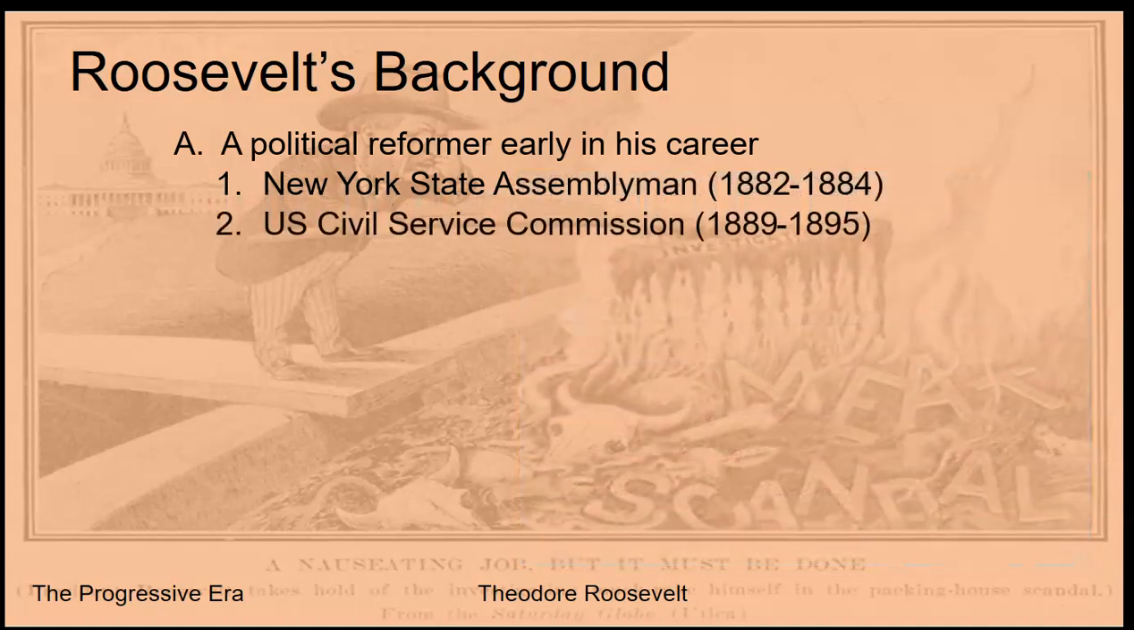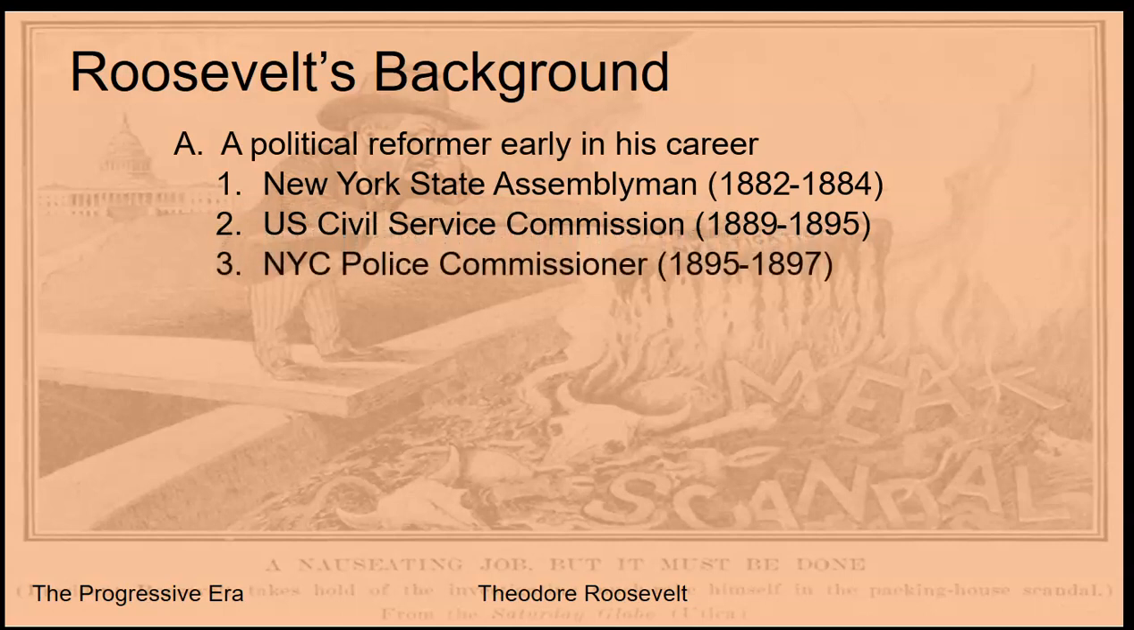He takes some time off. You can do your own research about what he does then. But in 1889, he comes back into government service as a member of the U.S. Civil Service Commission, trying to, again, clean up some of the political corruption as a civil servant there. He serves from there till 1895. In 1895, he returns to New York City and is elected New York City Police Commissioner and will try to do what he can to clean up the police department there.